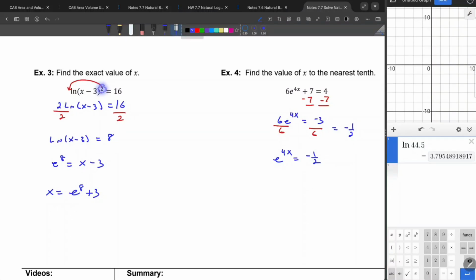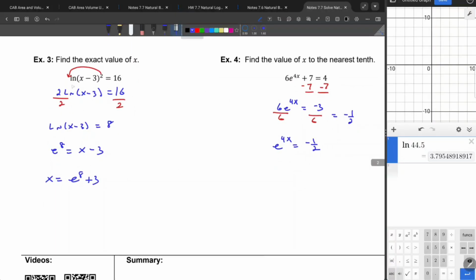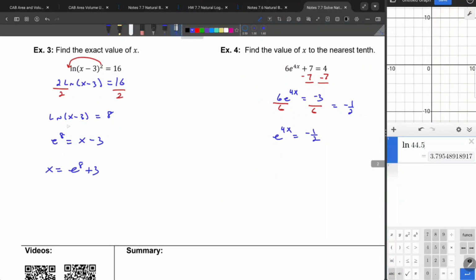The first thing we need to do is move that 2 down, right? Because we need to undo the natural log. So we're going to turn that 2 into a coefficient. We're going to use the power property. At that point, we're going to divide both sides by 2 to get just the logarithm on one side. So we have the natural log of x minus 3 is equal to 8.